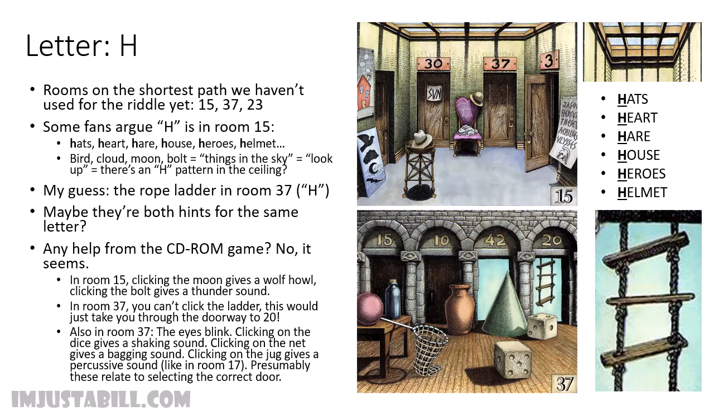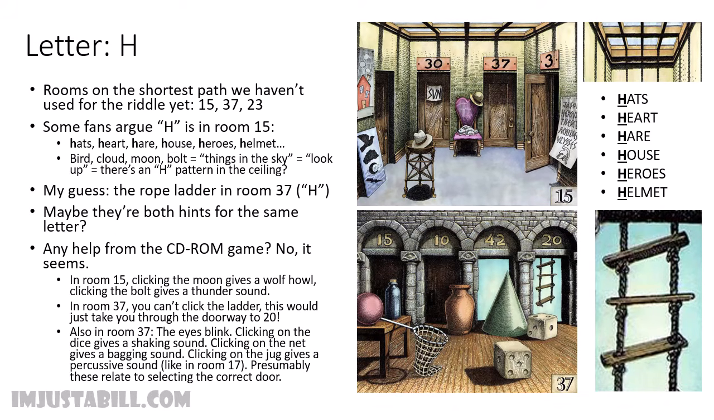So, are there any indications from the CD-ROM game? Short answer is no. In room 15, clicking on the moon gives a wolf howl. Clicking on the bolt gives a thunder sound. And in room 37, you cannot click on the ladder because, well, the ladder is in the doorway. So if you click in the doorway, it's just going to take you to room 20. Also in room 37, there are other things you can click on, other things that animate, whether or not you click on them.